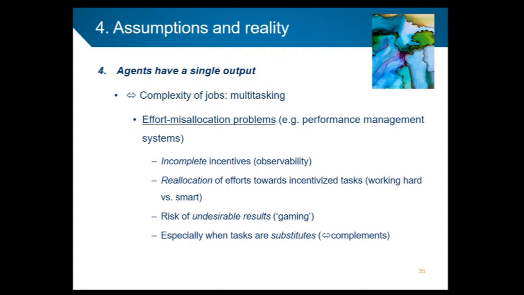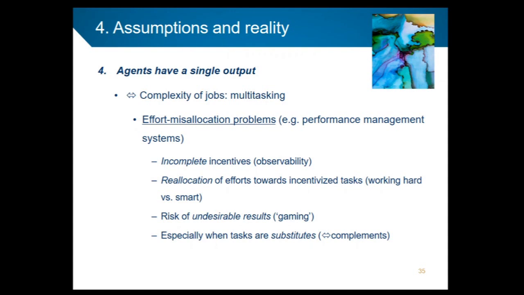For example, if I have a difficult course and I want my student evaluations to go up, what I could consider is just leave out the most difficult parts, and I will see that my teaching evaluations will rise. Now, these kinds of problems, so gaming and reallocation of efforts, typically happen when tasks are substitutes. That means when employees have no preference of doing one task over the other. When employees have a preference, these tasks are complements.